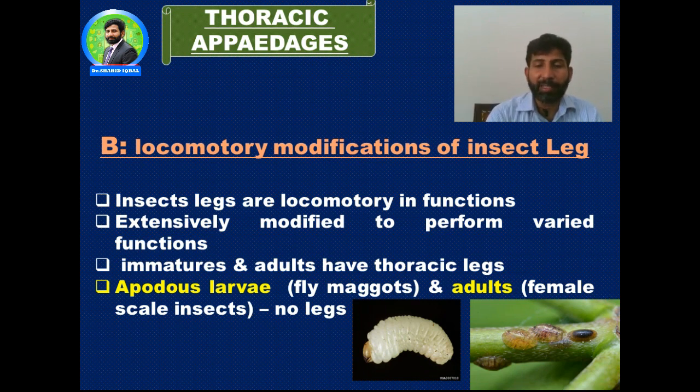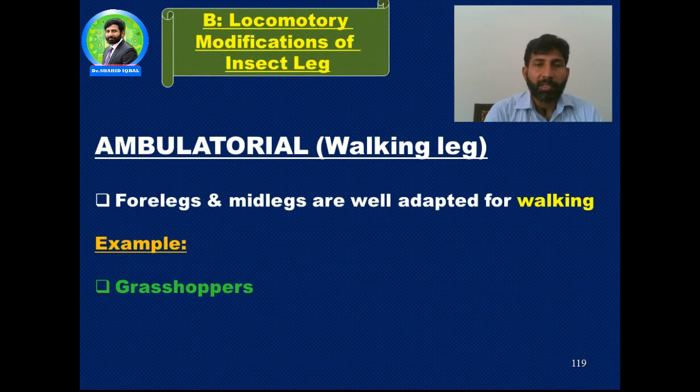It is represented here. These are maggots with no legs. This is called the apodous larva of the fly, the maggot. This is the female scale insect. They have no legs at all. For the sake of modification, one of the broadest categories is ambulatorial, that is, walking legs. By these legs, an insect can walk. They are modified just for the walking purpose.